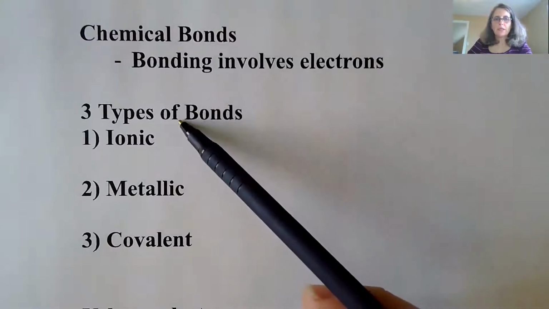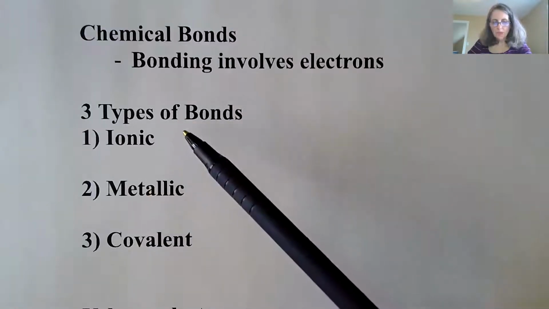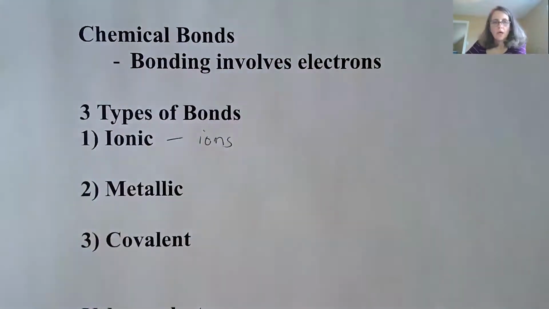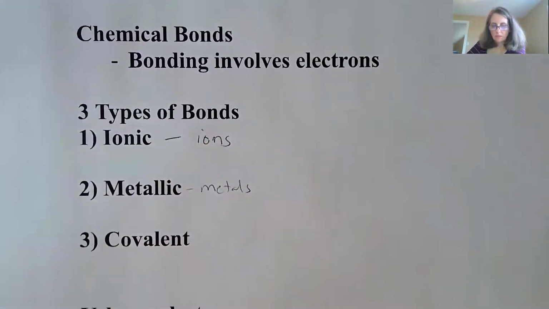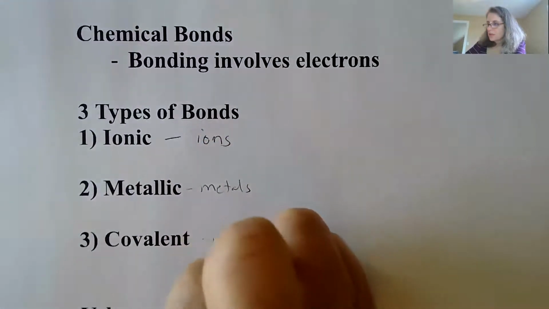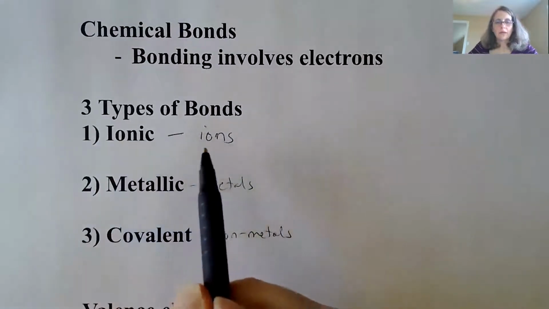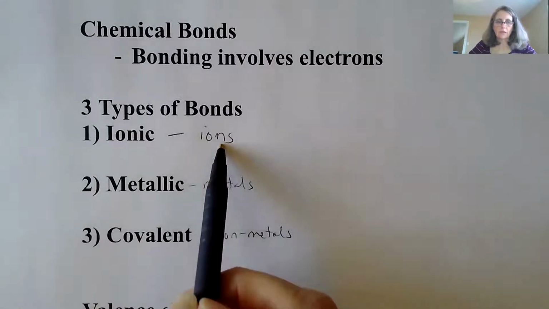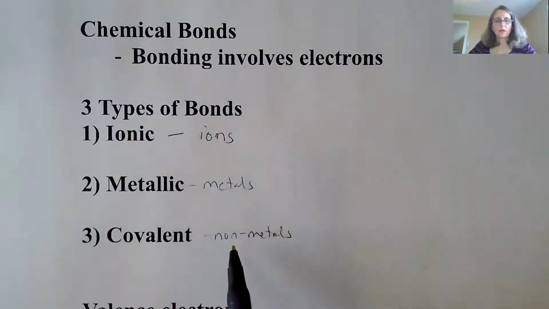So we're going to talk about three different kinds of bonds: ionic, metallic, and covalent. Ionic are going to involve ions, hence the name. Metallic are going to involve any element that is a metal. And covalent are going to be non-metals. So quick review: ionic compounds, again, are going to have a plus or minus charge, a cation or an anion. Metallics are going to be on the left-hand side of the periodic table. Covalents, non-metals, are going to be on the right-hand side.